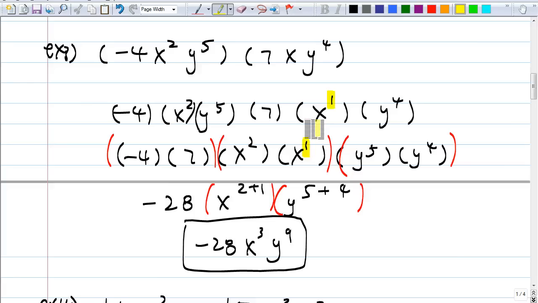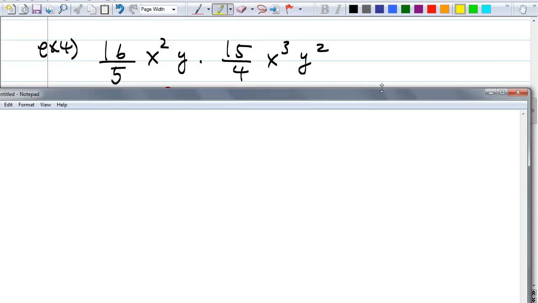Okay. May I move on to example 4? Is this pretty straightforward? Okay, good. All right. Now look at example 4. Only thing that's different in example 4 from the other one is what? What's the difference? Yeah, you now have, what do we call these numbers in front of these variables? Coefficients. Now the coefficients are fractions. That's the only difference.